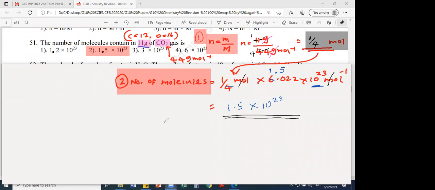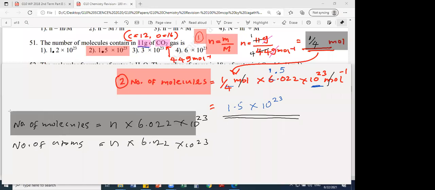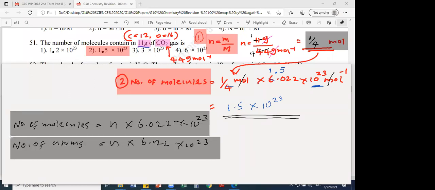Now earlier I told you 4 equations to calculate moles. Now if you want, you can copy them in your short notebook. If you want to find number of molecules or number of atoms, this is the equation. Number of molecules equals number of moles into Avogadro constant. This is one. And even if you want to find the number of atoms, it is the same equation: number of moles into Avogadro constant. Either you want to find the number of molecules or number of atoms. Please copy down.